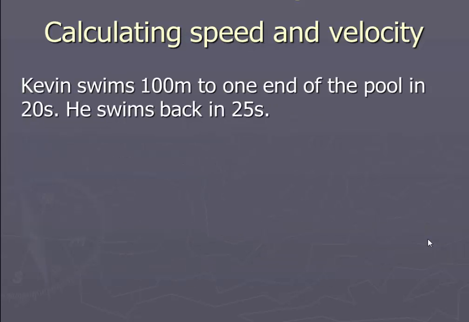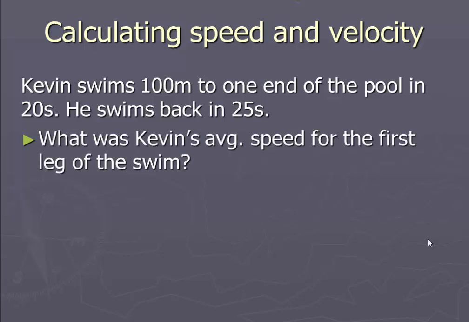So calculating speed and velocity. If Kevin swims 100 meters to one end of the pool in 20 seconds and he swims back in 25 seconds, we want to find out his average speed for the first leg of the race. If he does 100 meters in 20 seconds, that means he's traveling 5 meters per second.